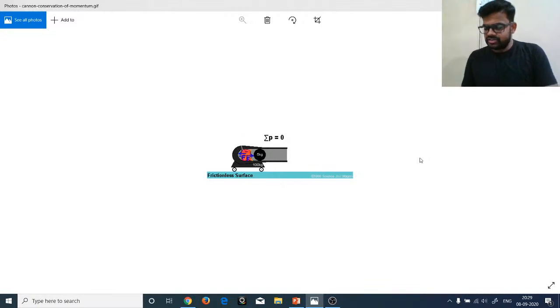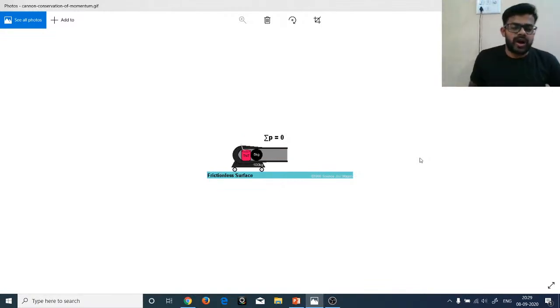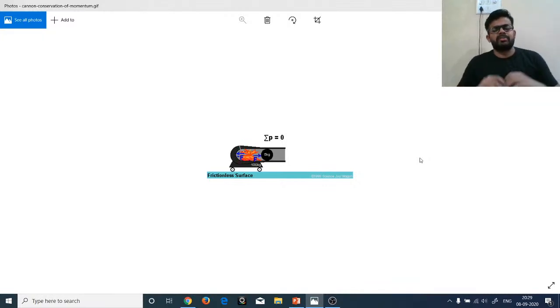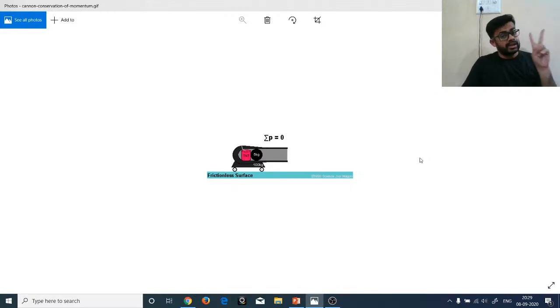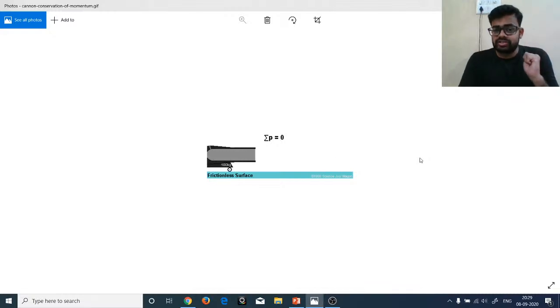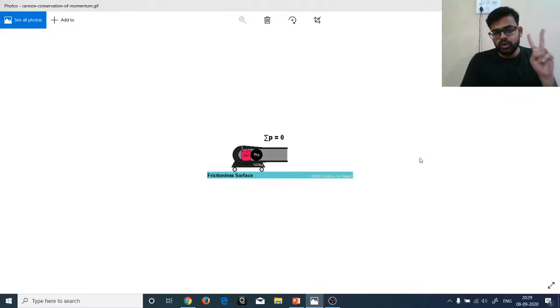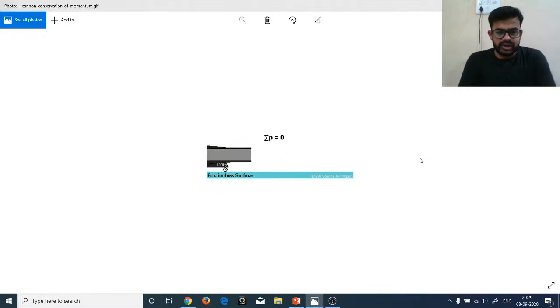Okay, my dear friends, so let us start today's lecture. Today we are going to talk about conservation of momentum. It's a very basic principle. In this entire mechanics, two concepts are very important: first is conservation of momentum, and second is conservation of energy. Both concepts are very important, and you need to learn them.